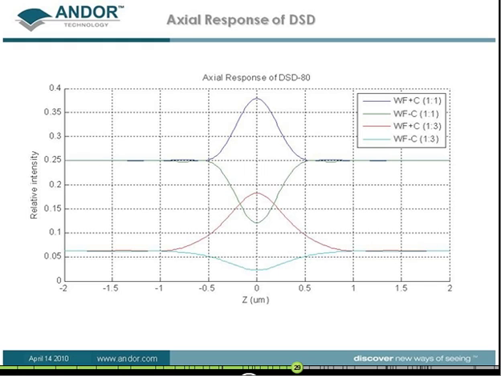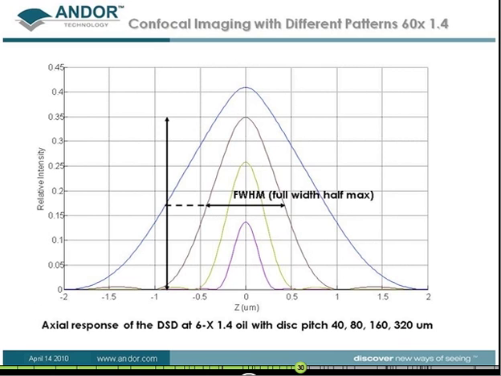This shows you how the response of the original disk performed. So this is with an 80 micron pitch. And you'll see that the response is made up of two components, the wide field plus confocal and the wide field minus confocal. In practice, it isn't perfect, as you'd expect, but this performance actually turns out to be pretty accurate. So what I've been doing is to take these calculations and use them to calculate what happens with different pitches of the disk, or different patterns on the disk.